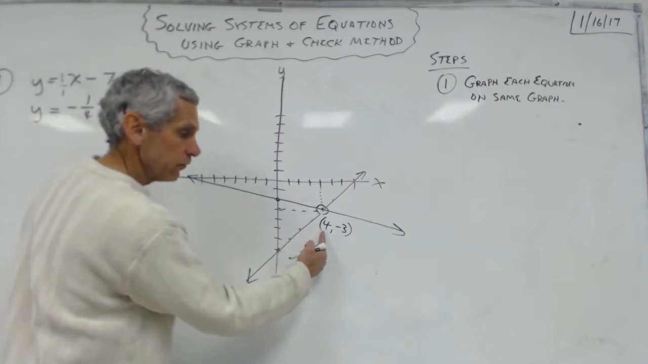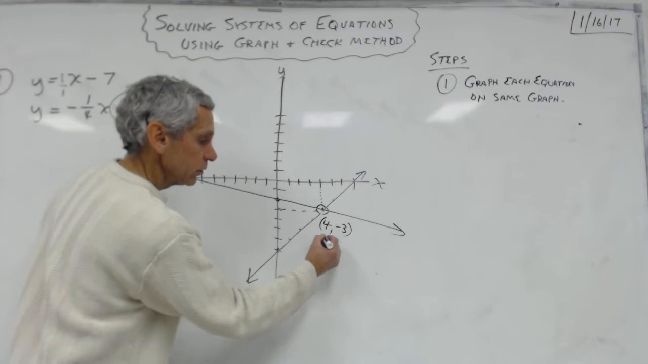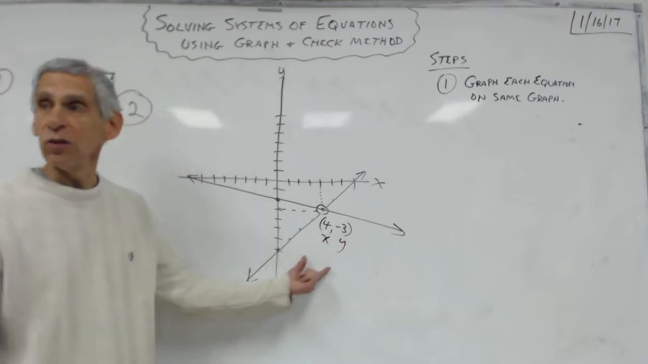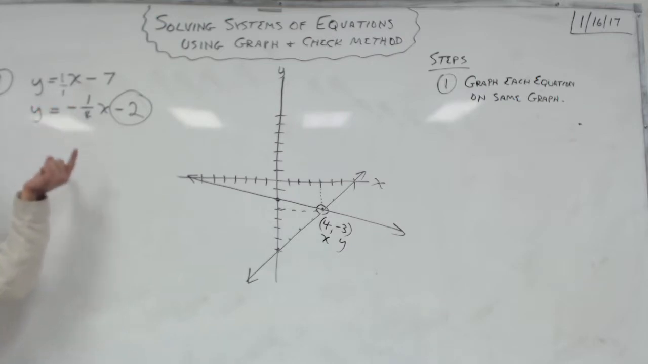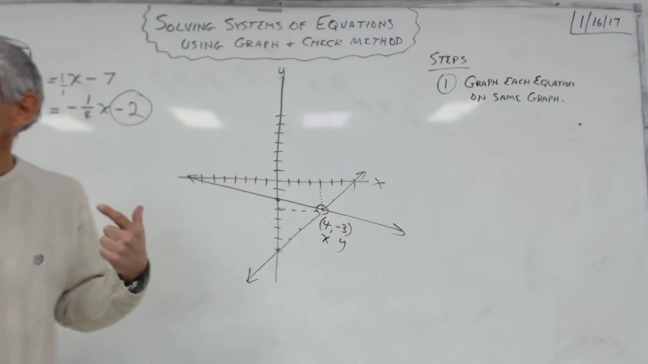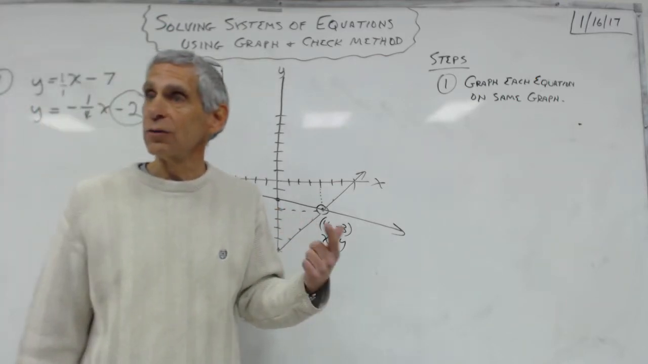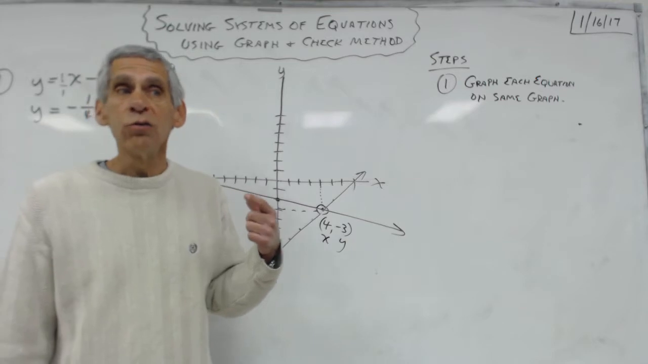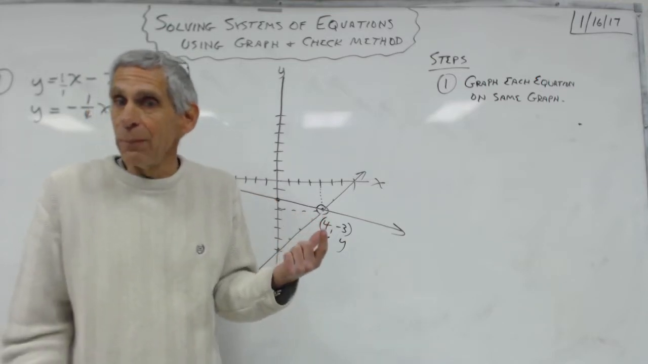Which one is my x and which one is my y? 4 is x, -3 is y. So I have to plug this into both equations and see if I get a true answer, like 4 equals 4, or 6 equals 6, or 10 equals 10. If I get something like 2 equals 5, that doesn't work, and that would not be a solution.